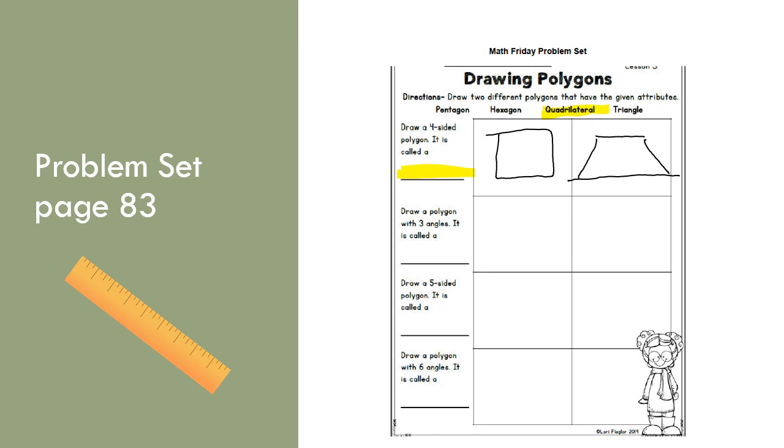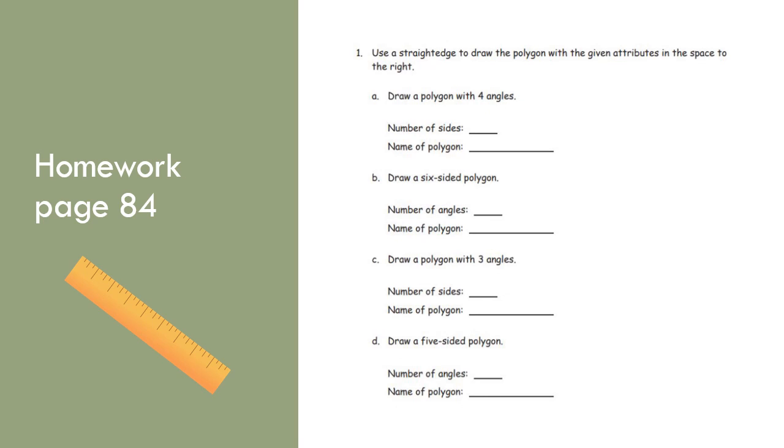Next one, polygon with 3 angles, give me 2 examples, 5-sided polygon, and then a polygon with 6 angles. Your drawings do not need to be perfect, just doing the best you can using that straight edge. And your homework on page 84, more practice with drawing the polygons using your straight edge or ruler. Please draw the polygons with the given attributes in the space to the right.